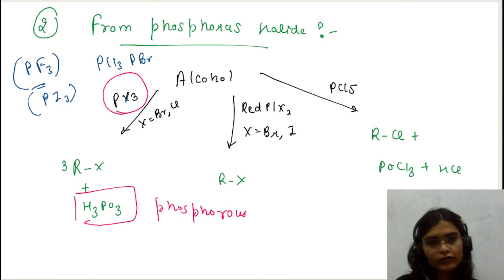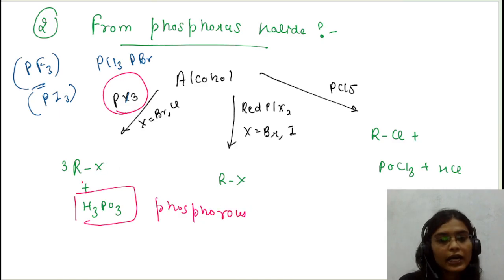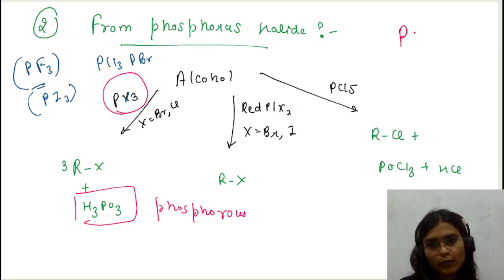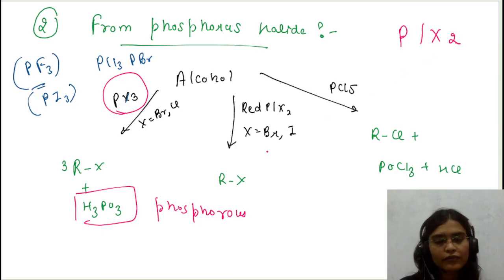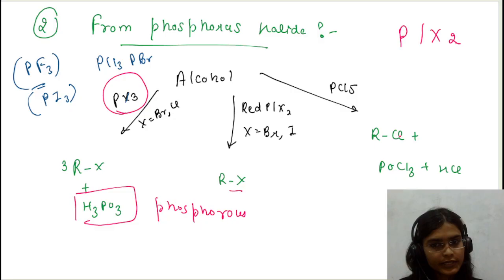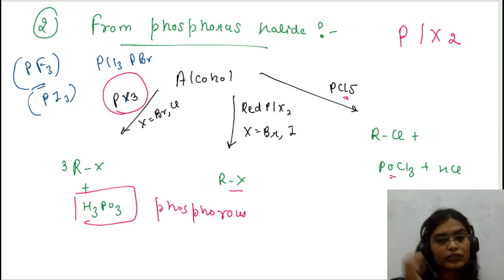This is a part of the p block element, and this is RX, some halide generated. And next is red phosphorus with X2. This is nothing but phosphorus in the presence of X2, that is bromine or iodine. Every time you have to note it, fluorine is not going to participate, because for fluorine we have different cases as well. So again, this is RX, and with PCl5 we get POCl3 plus HCl generated there.